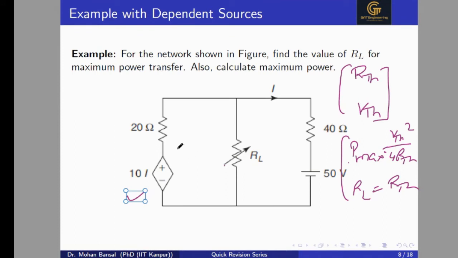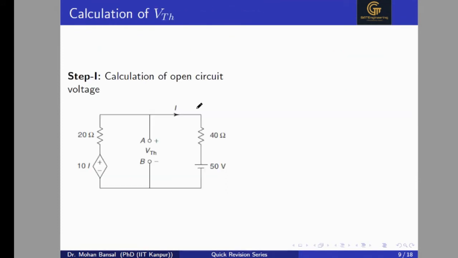So in case of dependent sources, the procedure is: first we compute VTH by opening the load resistance, then we compute the IN by shorting the terminals, then we compute RTH, that is nothing but VTH divided by IN. Okay, so Norton's theorem is also applied here for computing the IN.